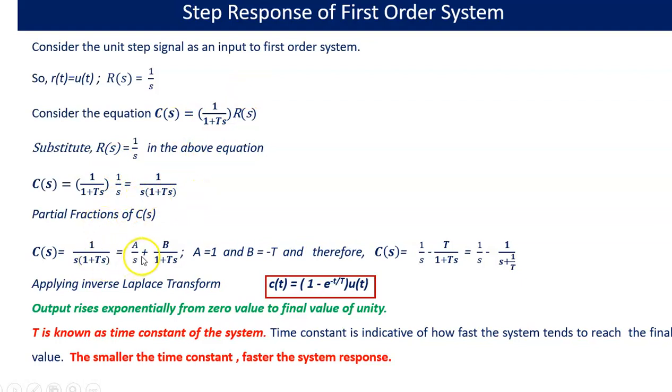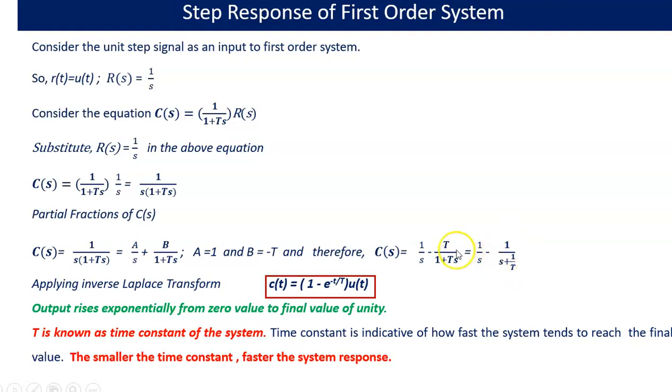Now take the partial fraction A by s plus B by 1 plus Ts in order to get C of t. Our aim is to get the response. So take the partial fraction, and A is equal to 1 and B is equal to minus T, and therefore C of s is equal to 1 by s minus T by 1 plus Ts. That's equal to 1 by s minus 1 by s plus 1 by T.